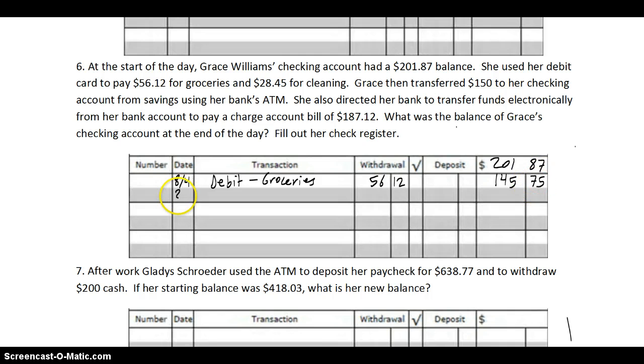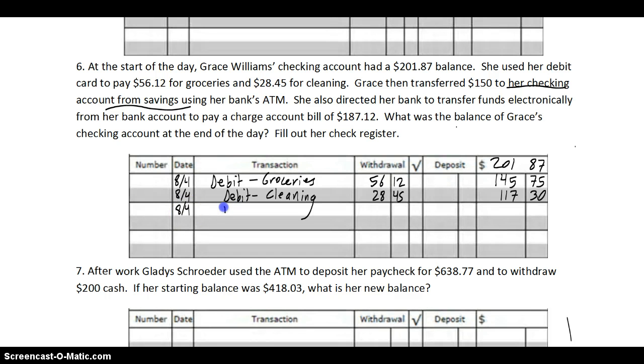And also $28.45 for cleaning. Doesn't really say. Maybe it was cleaning her house. We're not sure. When you subtract that out, you get $117.30. She then transferred $150 into her checking account from savings. She knew she was going to have some unexpected expense that was going to be more than $117.30, so she put some money in her checking account from savings.